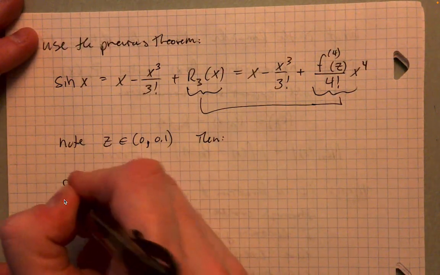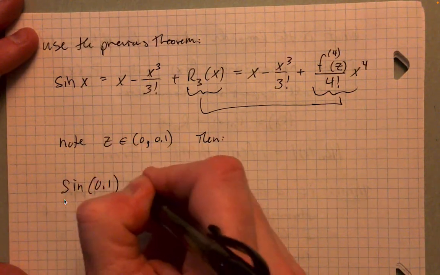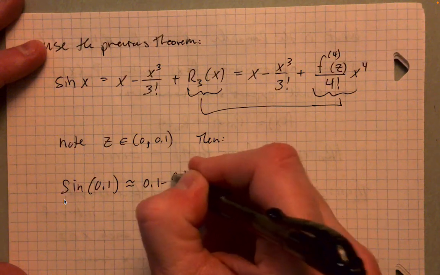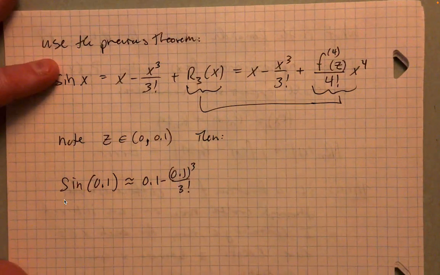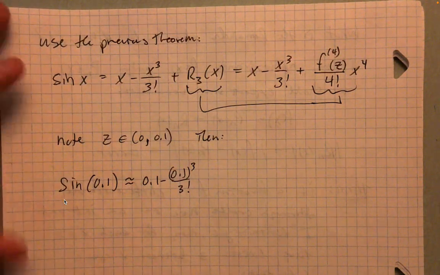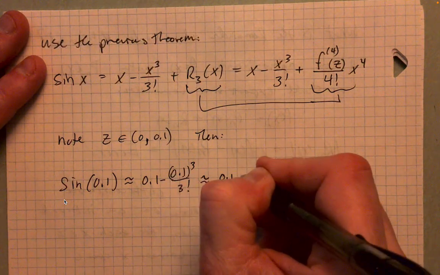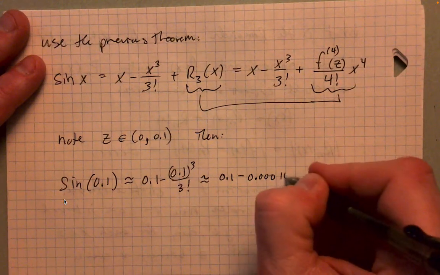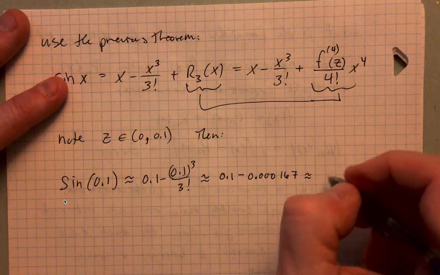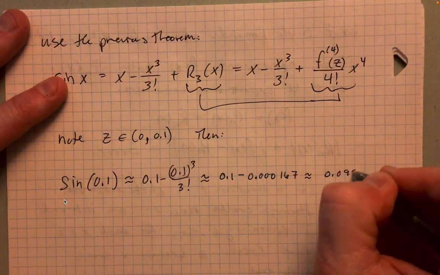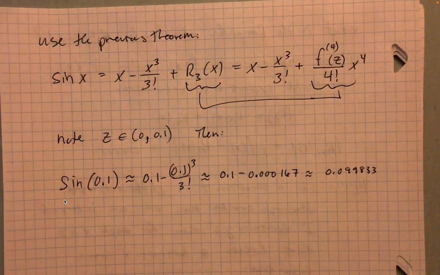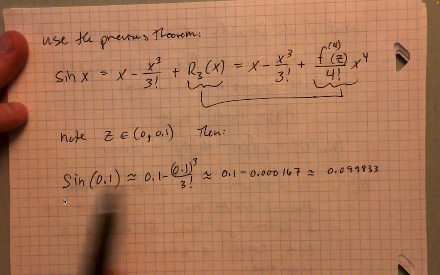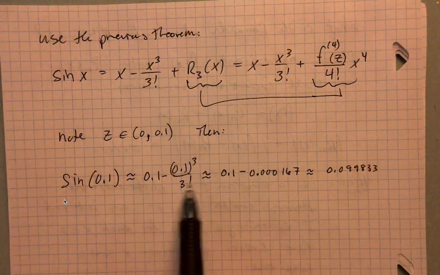Now, we can look this up. We can see the sine of 0.1 is approximately 0.1 minus 0.1 cubed over 3 factorial. Just plugging in the value, this is 0.1 minus, and I've done this calculation ahead of time, 0.000167, which is approximately 0.099833. That's just the approximation from the Taylor polynomial side. We haven't got the remainder yet, but let's look at the remainder now.